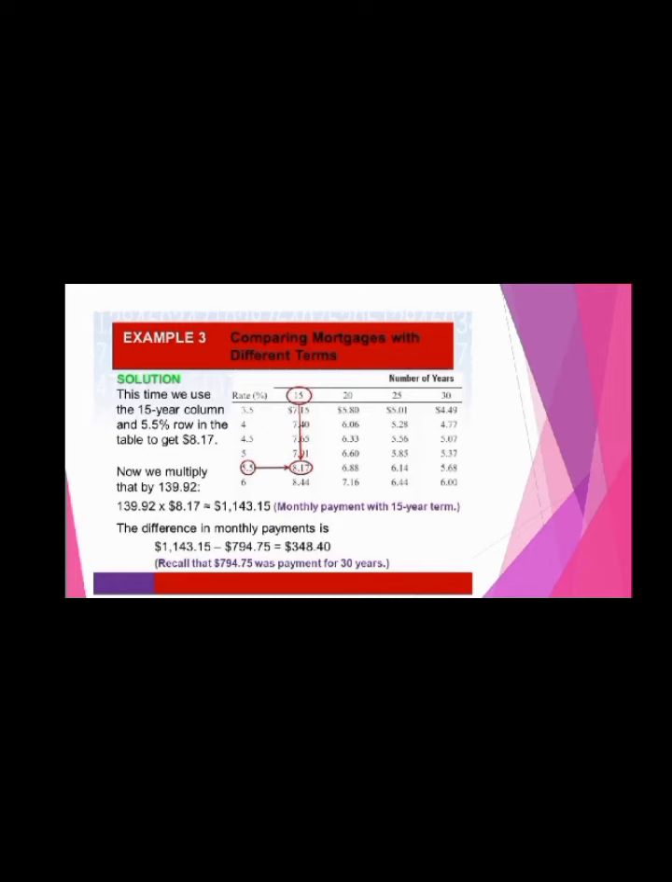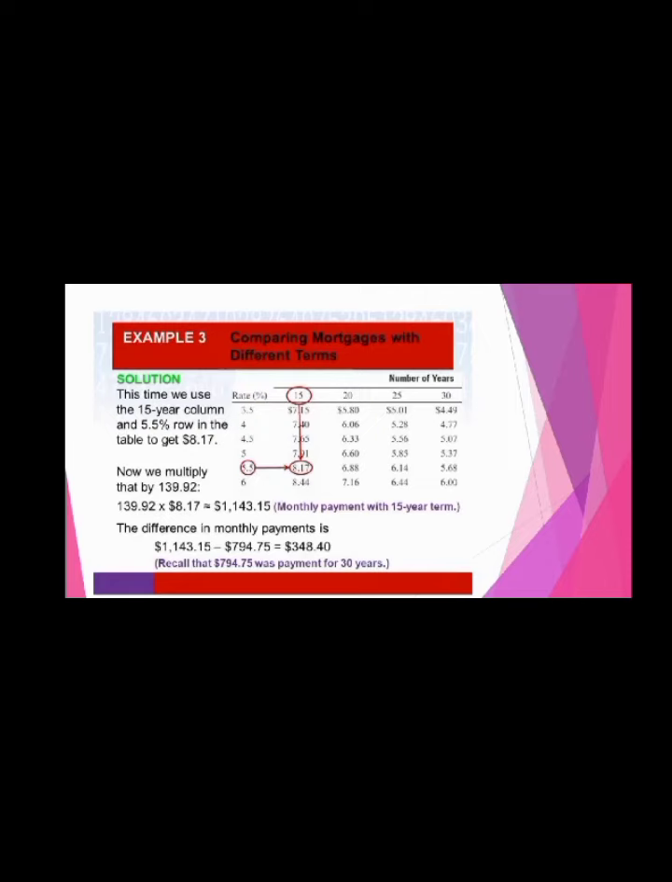This time, we use the 15-year column. So, diba, ang sa example number 1 is ang 30-year ato gigamit. So, ang karon sa example number 3 is ang 15-year column. And 5.5% row in the table to get $8.17. So, ang tungod sa 5.5 og 15 year is $8.17. Now, we multiply that by 139.92.